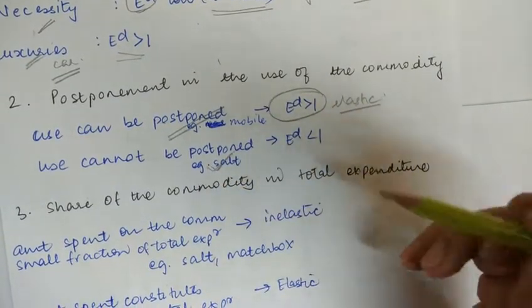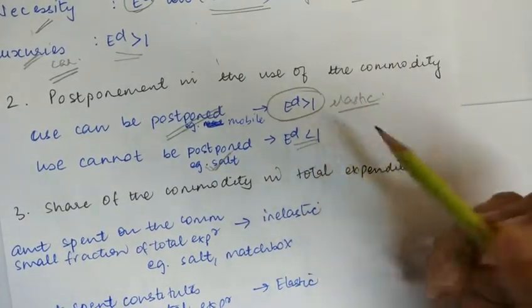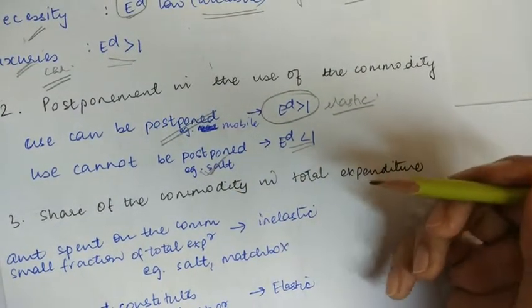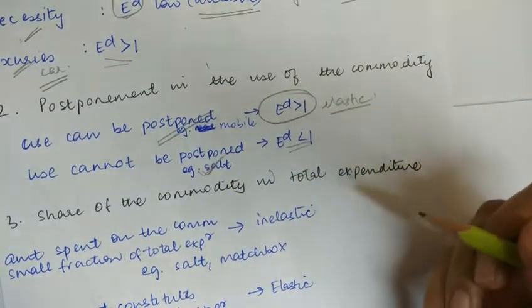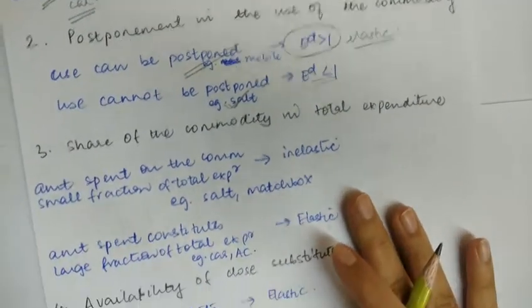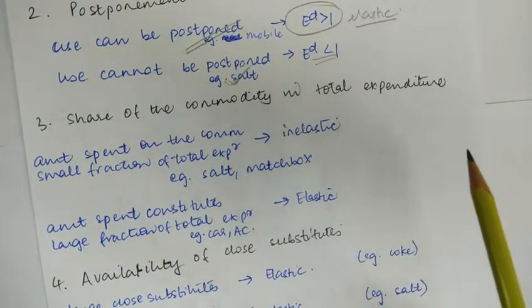If the commodity consumption cannot be postponed, then the elasticity of demand is inelastic. For example, salt. You cannot postpone the use of salt, so the elasticity of demand for that particular commodity is less than 1. Now, share of the commodity in the total expenditure.